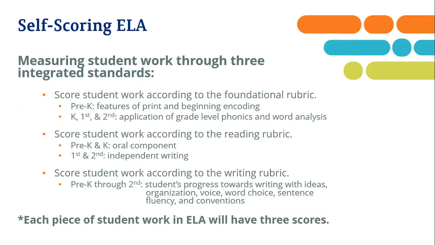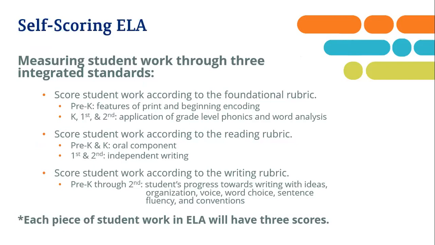Once collected, each piece of student work should be self-scored for each standard in the chosen option: foundational reading and writing within the literature narrative or informational explanatory collections according to the associated rubrics. This will generate 3 separate scores at point A and 3 separate scores at point B for each student.